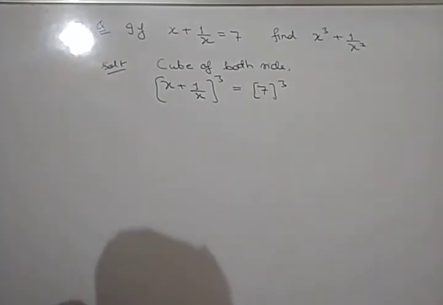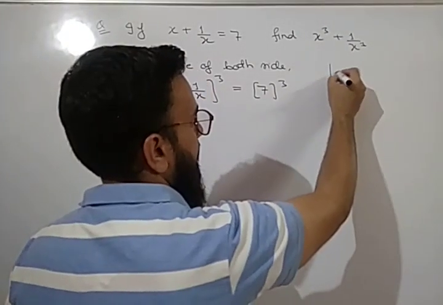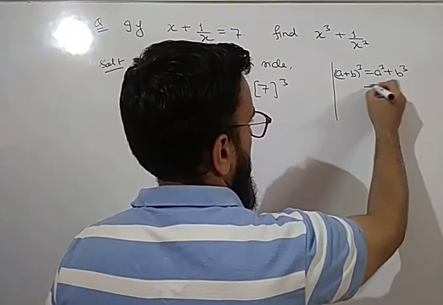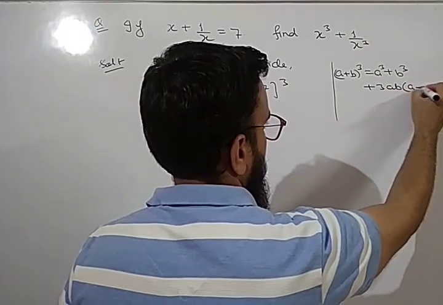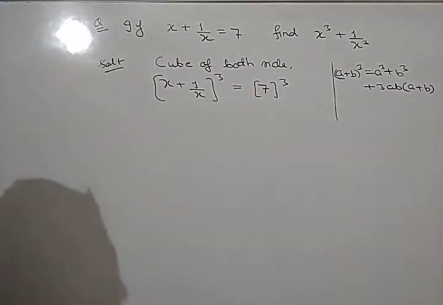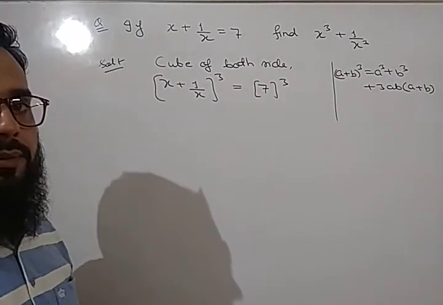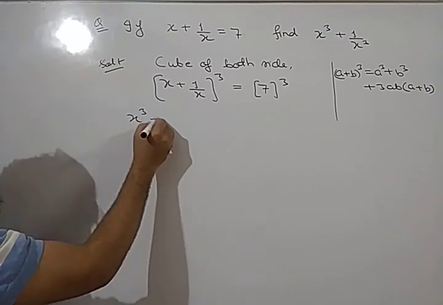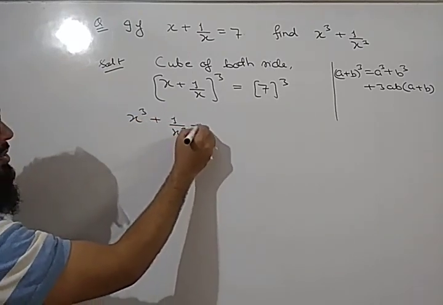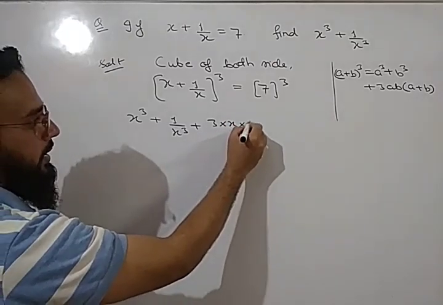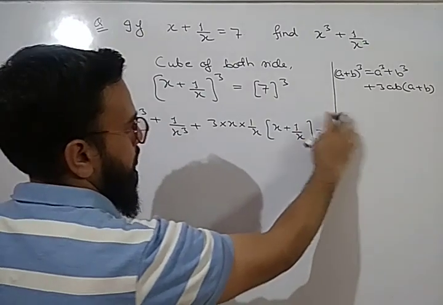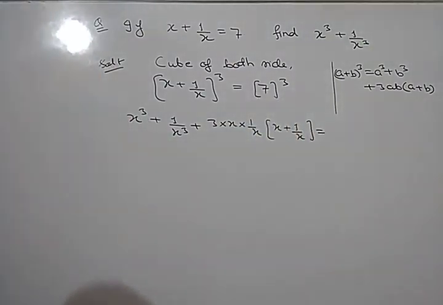Now you know the identity of a plus b whole cube. What is the identity of a plus b whole cube? It is a cube plus b cube plus 3ab, and in brackets a plus b. So if we open this particular identity, then it will be x cube plus 1 upon x cube plus 3 into x into 1 upon x, and in brackets x plus 1 upon x, is equal to 7 cube. What is the cube of 7? How much is 7 cube?